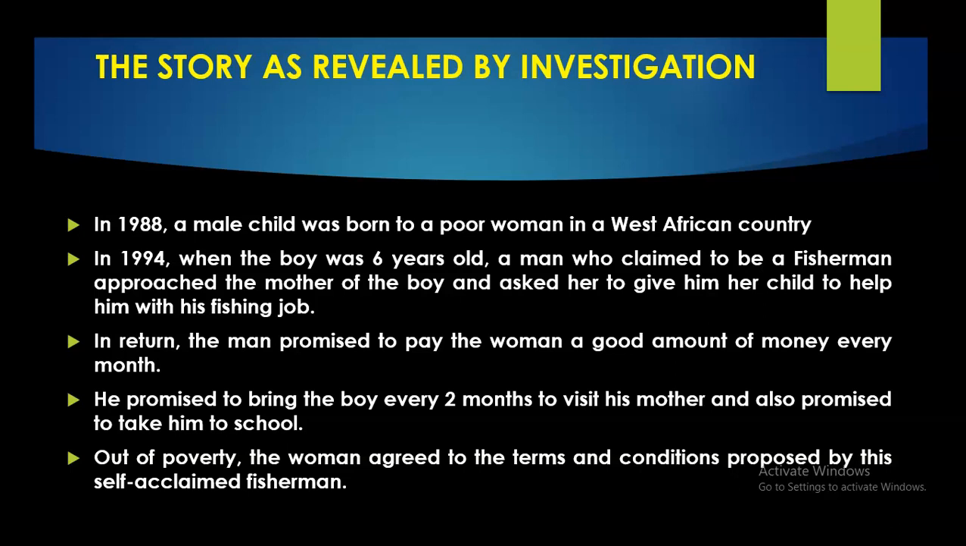In return, the man promised the woman that he was going to give her a good amount of money every month. He also promised to bring this boy every 2 months to visit his mother, and also promised to take him to school. Out of poverty, this woman agreed to the terms and conditions proposed by this self-acclaimed fisherman.